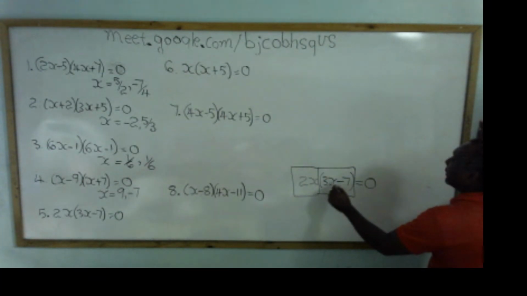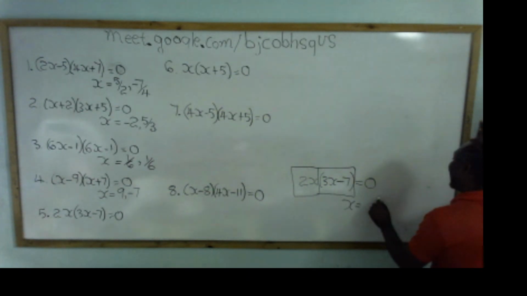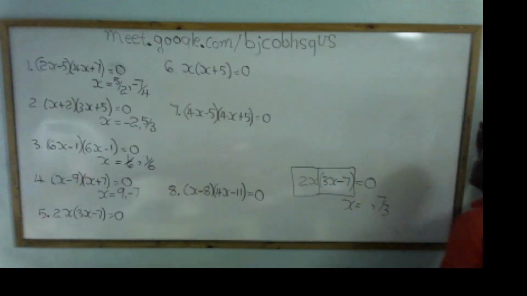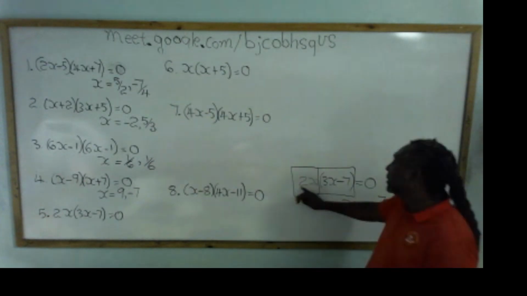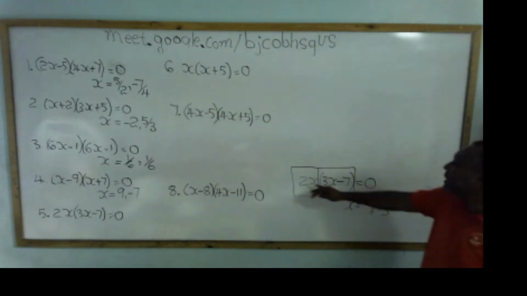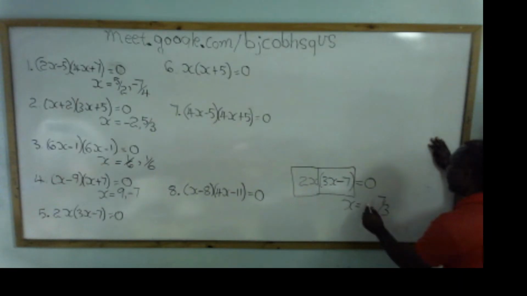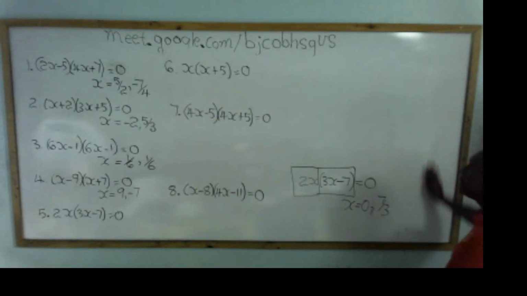If this one is equal to 0, we will eliminate the 7 first. This negative 7, we'll eliminate that by adding 7, and then dividing by 3. What about this part? We're saying that 2x is equal to 0. So if 2 times x is equal to 0, since 2 cannot be equal to 0, it must be that x is equal to 0. So x is equal to 0 is one solution.